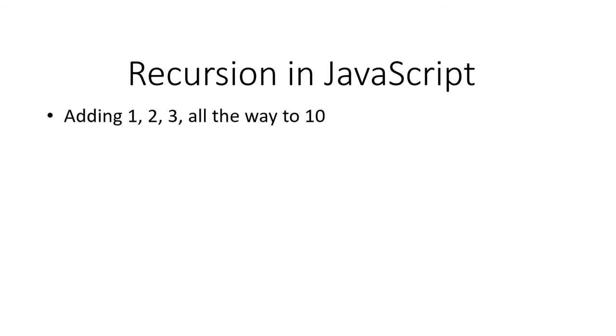So first, let's start out with an example. Let's say I want to add 1, 2, 3 all the way to 10. That means 1 plus 2 plus 3 plus 4 all the way to 10. Okay, and the answer is 55. So you can simply write a for loop or whatever loop to add them together and keep the partial sum.